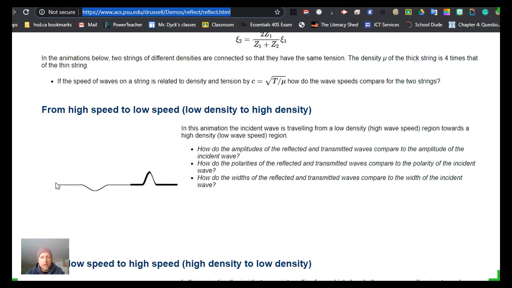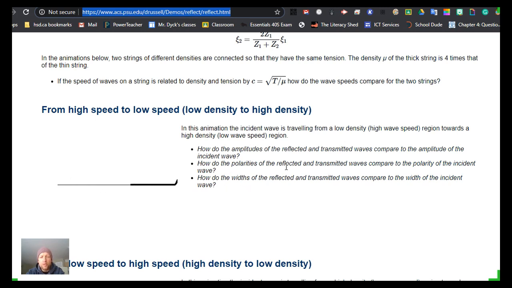This animation has the incident wave, that's this first wave right over here, and it's traveling from a low density, aka high wave speed region, towards a high density, low wave speed region. So please take a moment here. How do the amplitudes of the reflected and transmitted waves compare to the amplitude of the incident wave? So you have the original wave here. What's the amplitude? Now, what's the amplitude of the transmitted wave as well as the reflected wave in comparison to this incident wave? Once you have an answer for that, then move on.